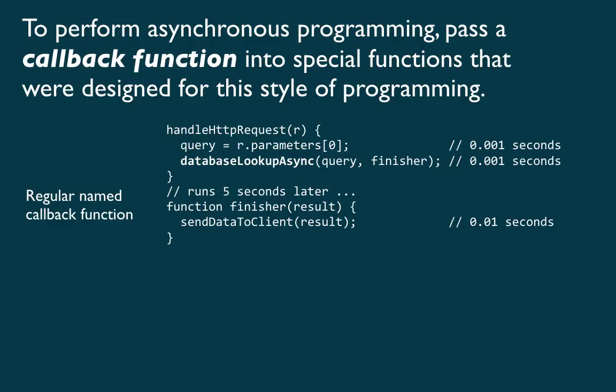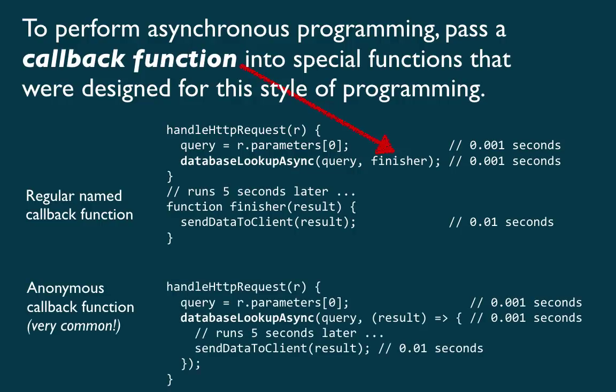To perform asynchronous programming, you want to pass what's called a callback function into special functions that are designed for this style. So a callback, the finisher function in this example, is a callback because it's just a normal function. It's called a callback function because it's literally the function you want to call back, right? A callback. You want to call back when you are done looking up something in the database.